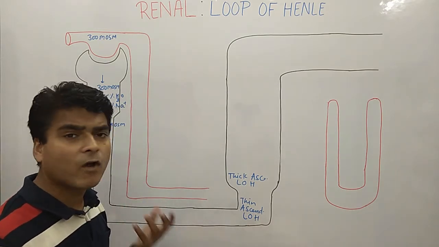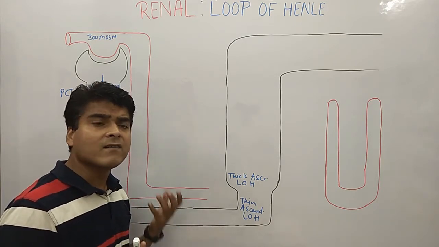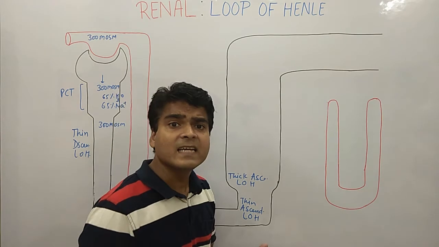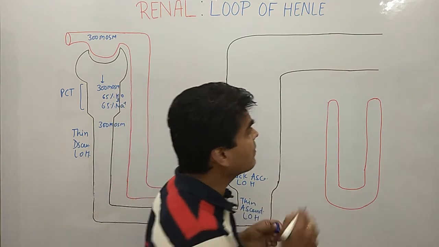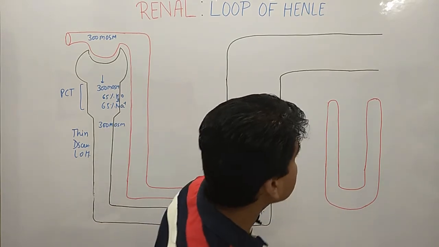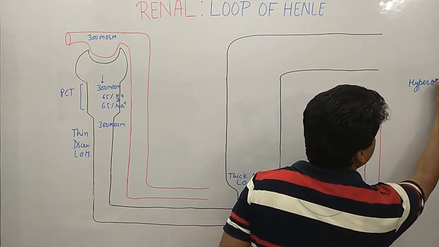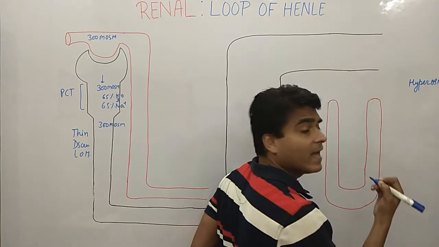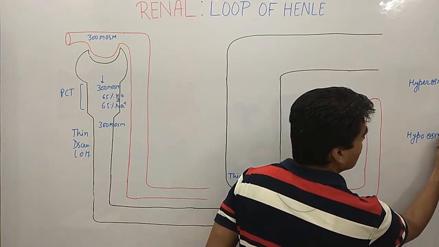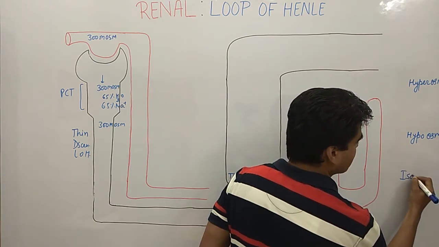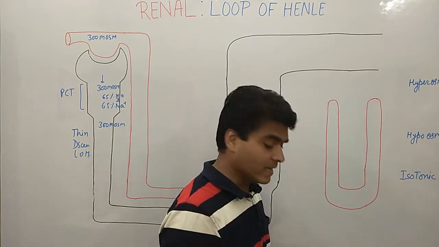What is osmolarity? If we are talking about osmolarity, there are three words which come to our mind. The first one is hyperosmolarity, the second one is hypoosmolarity, and the third one is isotonicity. Now we are looking at hyperosmolarity, then hypoosmolarity, and then isotonic.